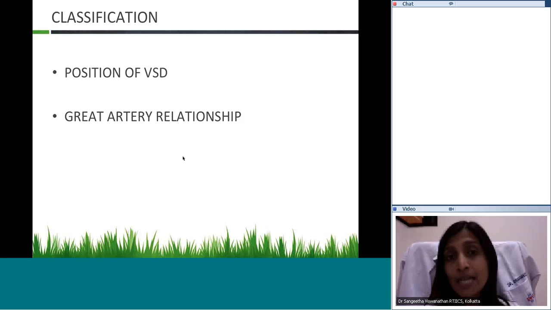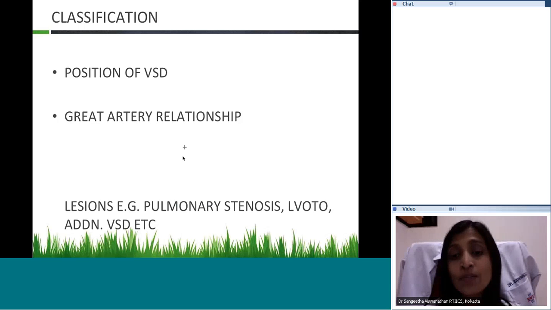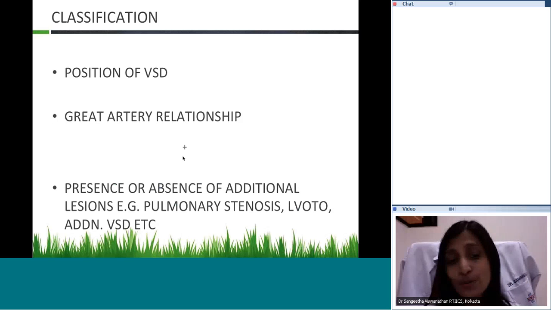In addition to that, you can have presence or absence of outflow tract obstruction. The most common outflow tract obstruction is pulmonary stenosis, although LVOT obstruction is also possible. And of course, you have to look for presence or absence of additional VSDs. But the primary classification of DORV is based on the position of the VSD and the great artery relationship.